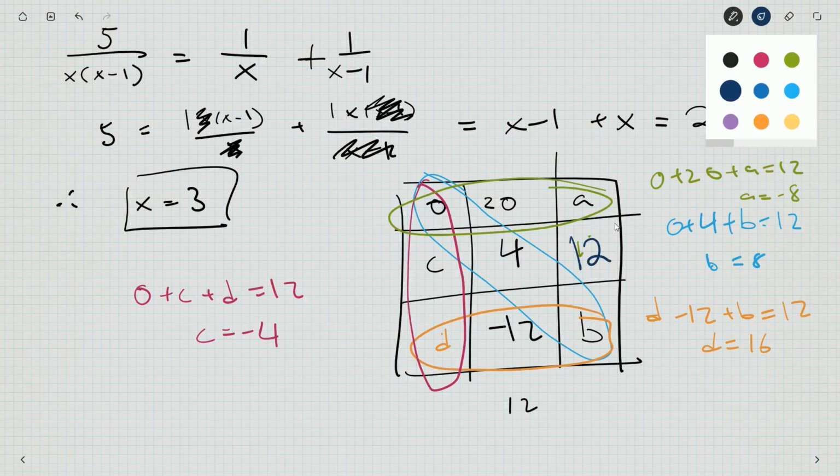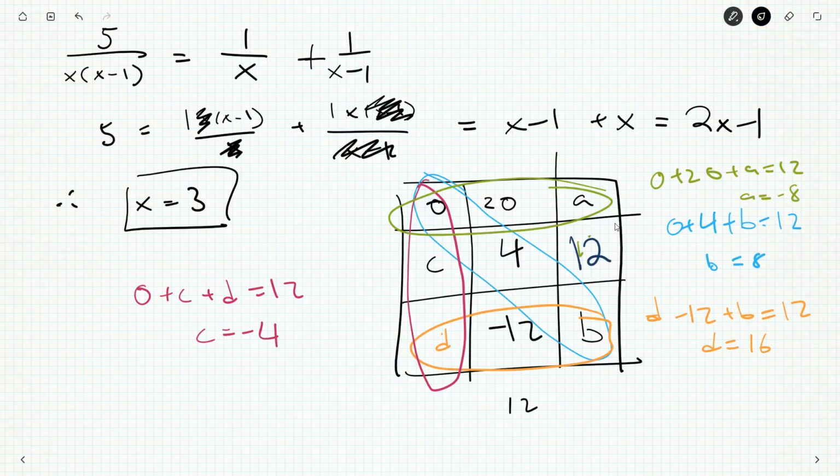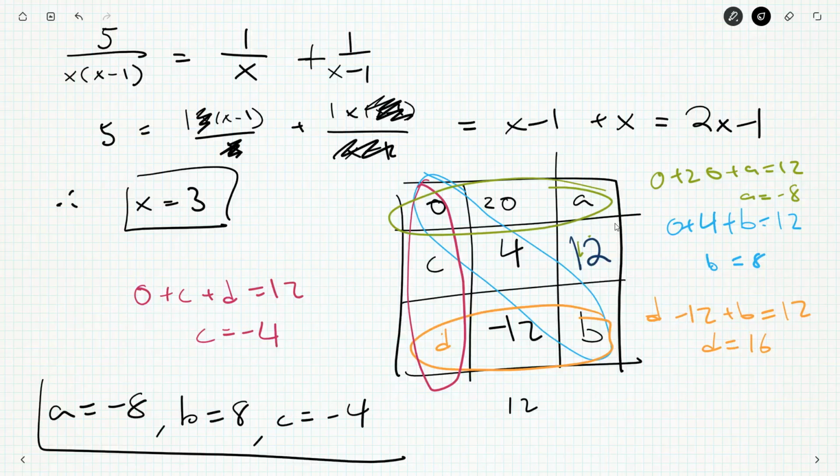Nice. And we could double check: A plus 4, so negative 8 plus 4 plus 16. 4 plus 16 is 20, plus negative 8, yeah, that really is 12. So A is negative 8, B is 8, and C is negative 4, and that is our answer to B part.